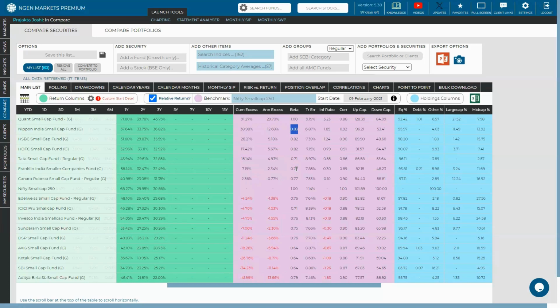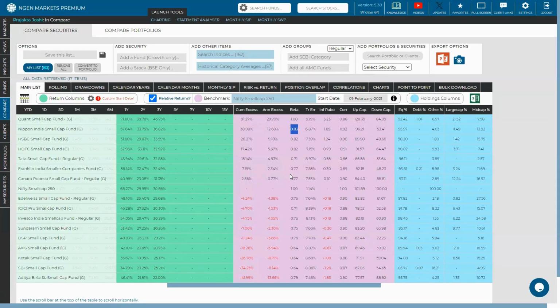So if there's a fund which generates a positive excess return as compared to the benchmark by taking in lesser risk, that's definitely desirable, typically for a client who is slightly on the moderate or conservative side, but still wants to go into small cap, right? This is one analysis that you can definitely look at.